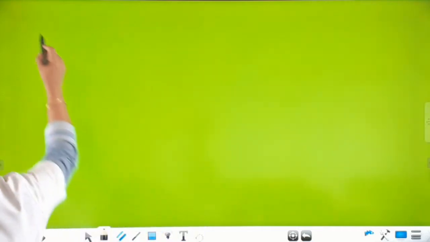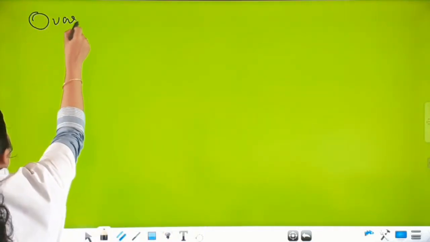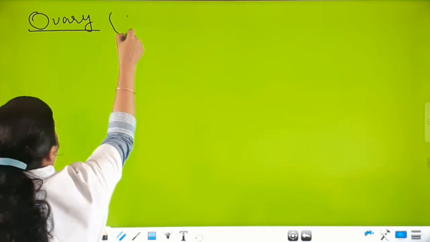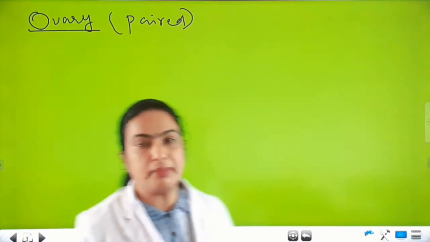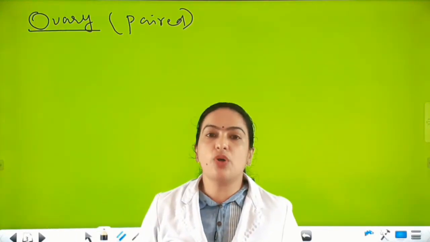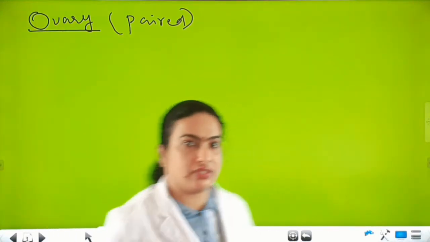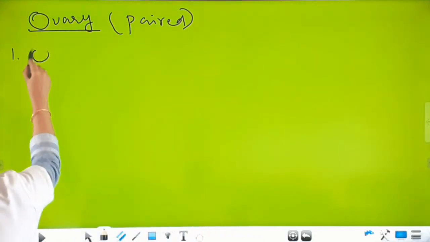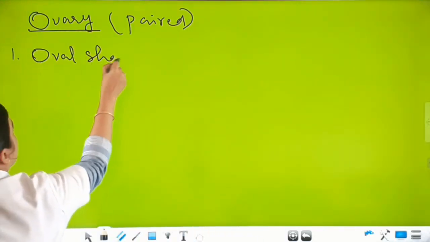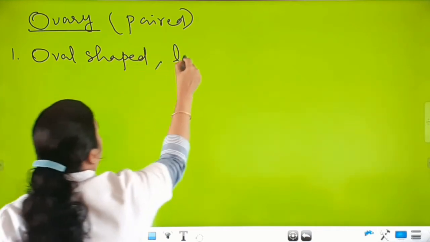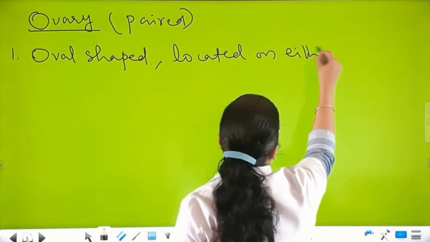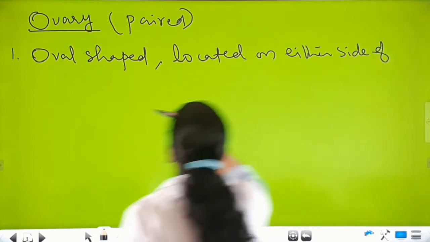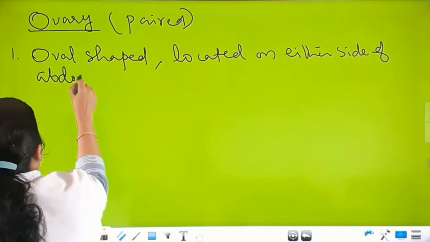Now we can see the organs in detail. First one, the ovary. As I told you, this is a paired structure, two in number, on either side of the abdominal cavity. And these ovaries are oval-shaped structures. That is the first point we can write: these are oval-shaped structures located on either side of the abdomen, or abdominal cavity.